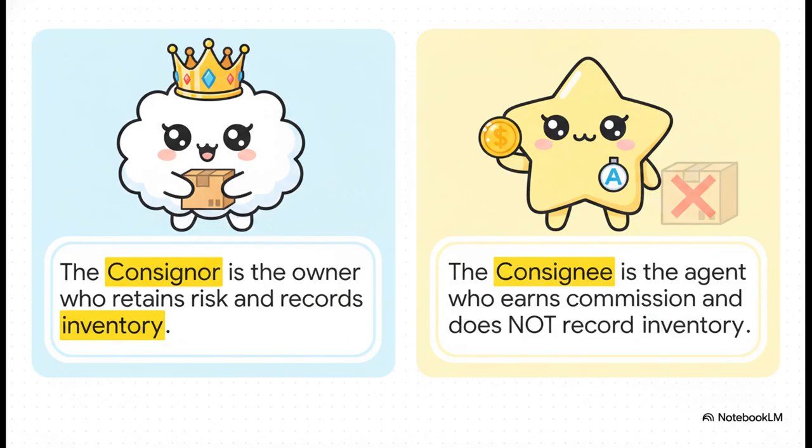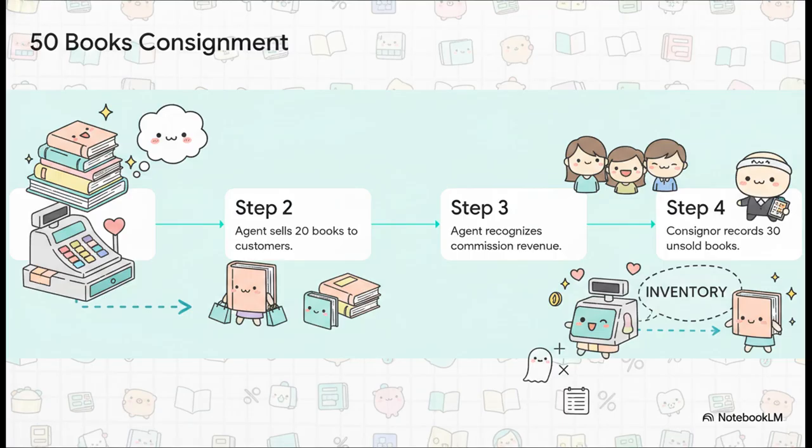The consignee, on the other hand, is merely an agent. They sell the items just to earn a commission. Because they don't actually own the goods, they never, ever record those items as their own inventory. Let's trace the actual journey of, say, 50 consigned books step by step. Step 1, the consignor sends 50 books over to the consignee.